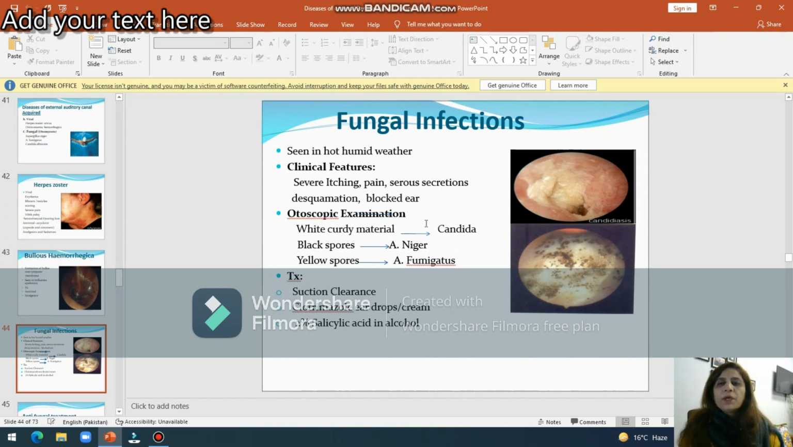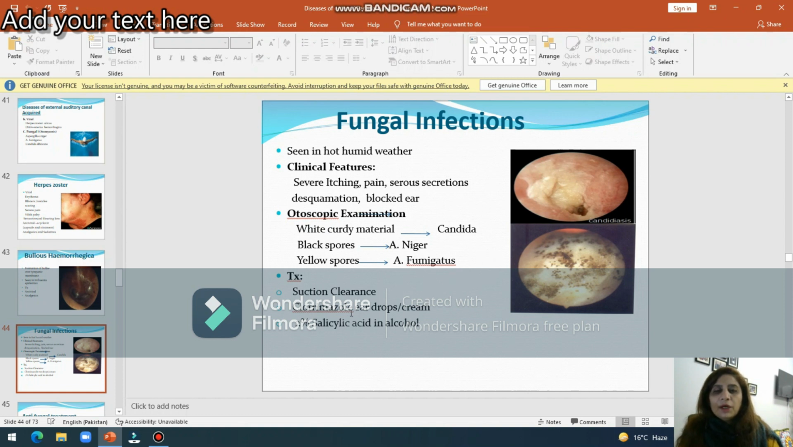So, on otoscopic examination and with the help of the symptoms of the patient, you can diagnose the case. So treatment will be suction and clearance. You will suck out this fungus. Fungus grows in the epithelium of the external auditory canal. So whenever you remove the fungus, the skin beneath this fungus will be reddish and erythematous.